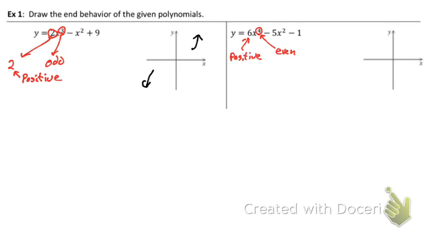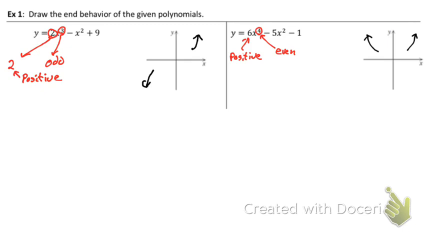If it's even, it either both goes up or both goes down. Since it's positive, they're both going to go up. On the test, at the very least, you should know odds go in different directions and evens go in the same direction. Then at least you have a 50-50 shot of doing it. So odd goes in both directions, evens both go up or both down.